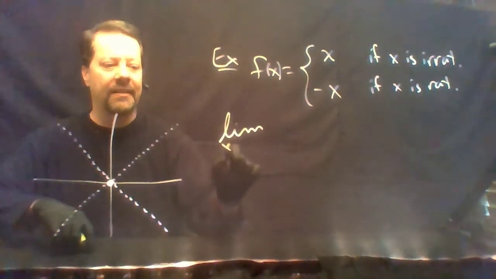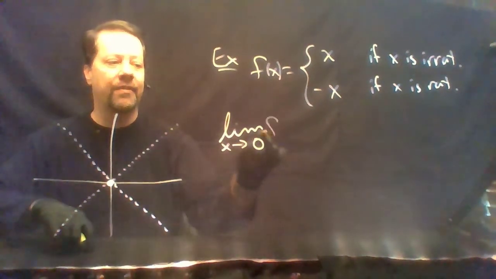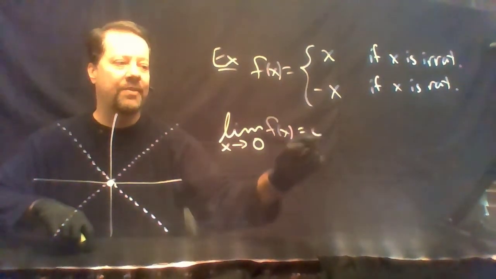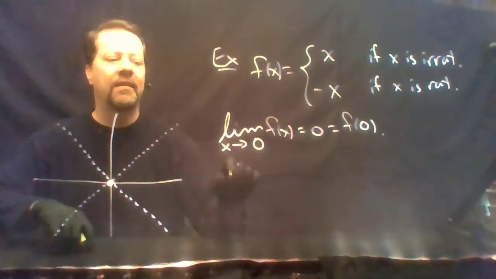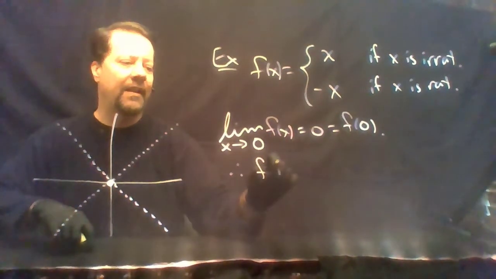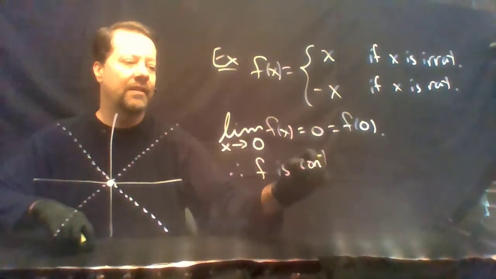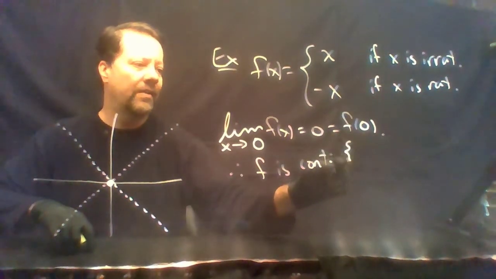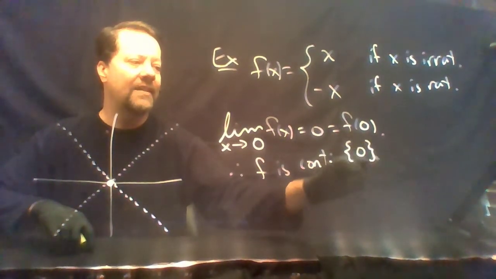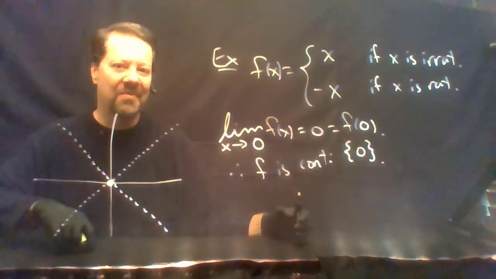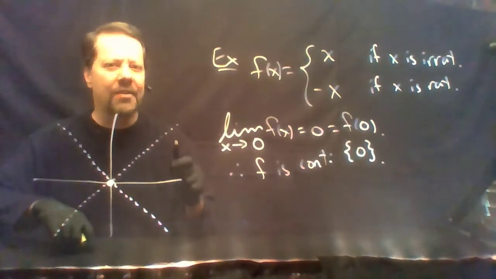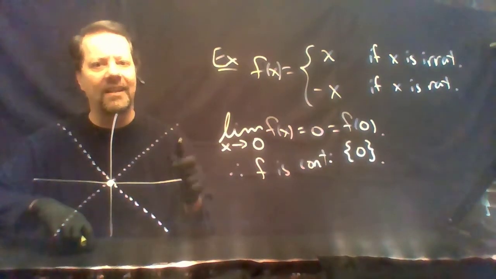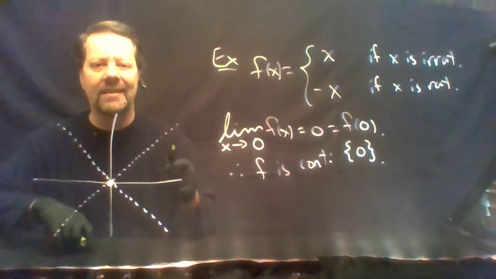The limit as x goes to 0 for this function will be 0, and that will be the function value. Therefore, f is continuous where? Only on the set that contains 0. It's discontinuous everywhere else. This really ought to drive home the point that continuity is a pointwise condition.